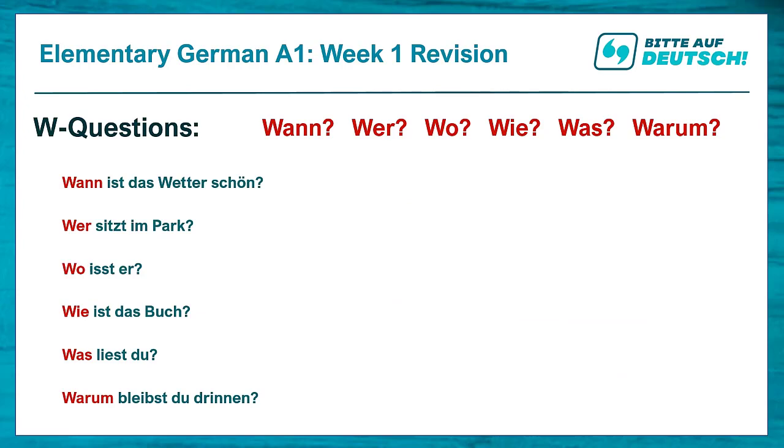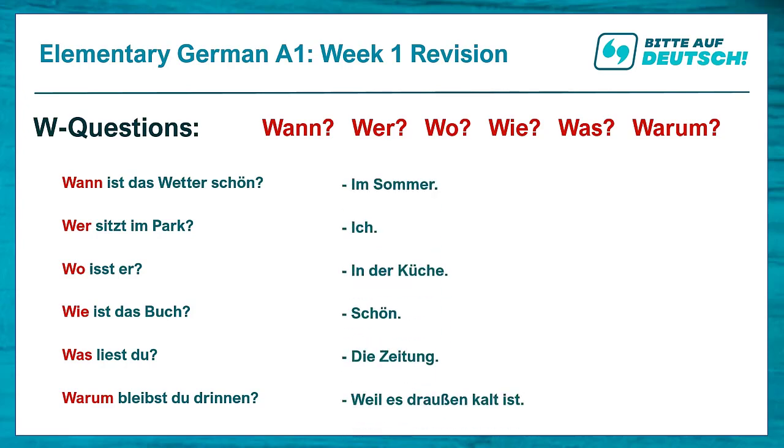So let's practice this particular type of W question a little bit more. Here is one example question and answer for each type of W question word. Wann ist das Wetter schön? Im Sommer. Wer sitzt im Park? Ich. Wo ist er? In der Küche. Wie ist das Buch? Schön. Was liest du? Die Zeitung. Warum bleibst du drinnen? Weil es draußen kalt ist.